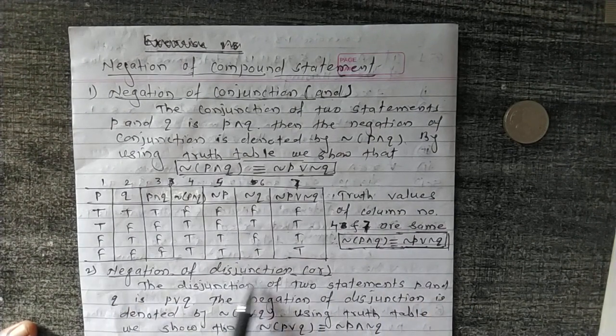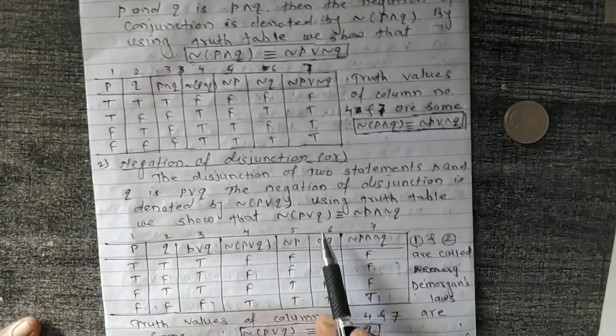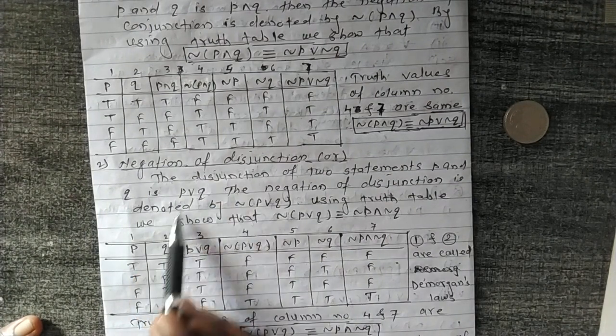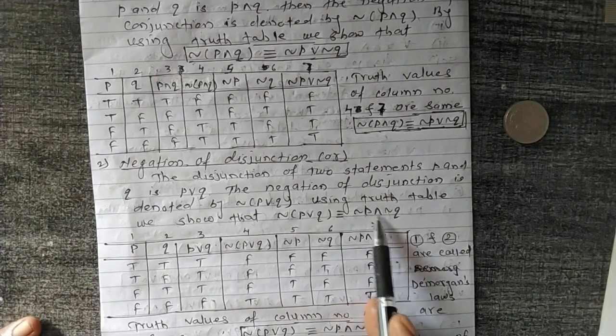Now second is negation of disjunction, that is OR. The disjunction of two statements P and Q is denoted by P ∨ Q. Therefore the negation of disjunction is denoted by ¬(P ∨ Q). Again we can prove by using a truth table that ¬(P ∨ Q) is equivalent to ¬P ∧ ¬Q.